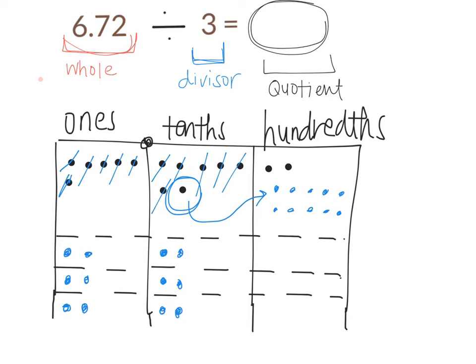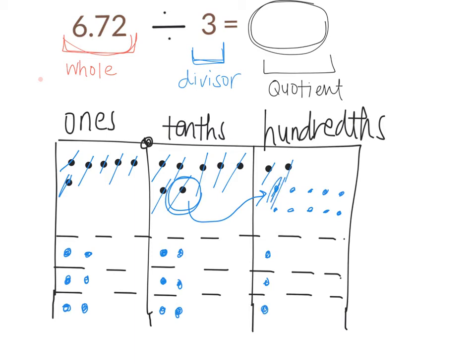No. So how do we show it's not there anymore? Cross it out. Very good. It's important that you cross it out after you circle it and regroup it. Otherwise, you might get confused and think it's still there. Okay, now let's share these hundredths. I have at least 3, so I'm going to put 1 in each group as I cross it off.